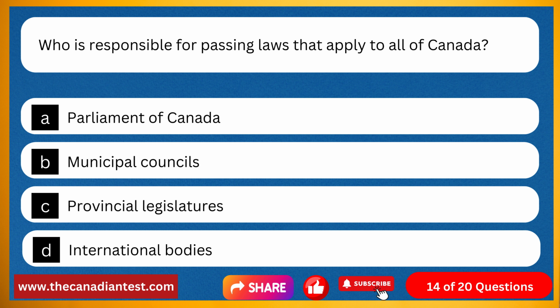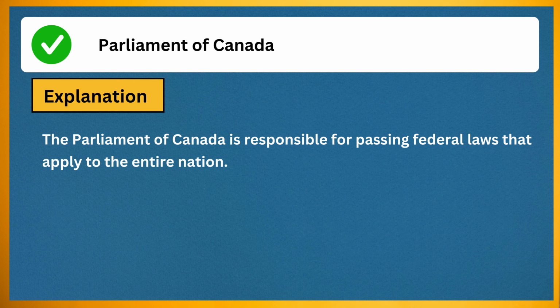Option A, Parliament of Canada. Option B, municipal councils. Option C, provincial legislatures. Option D, international bodies. The correct answer is Parliament of Canada. Explanation: the Parliament of Canada is responsible for passing federal laws that apply to the entire nation.